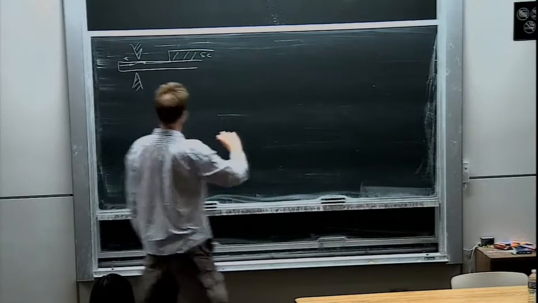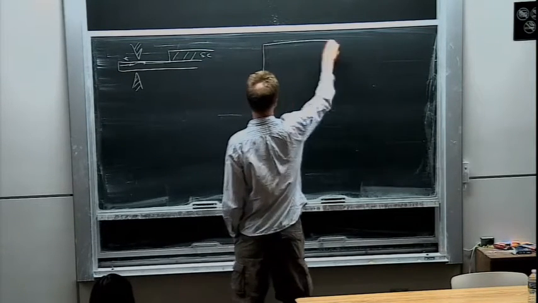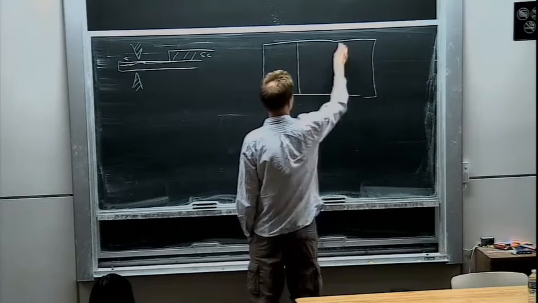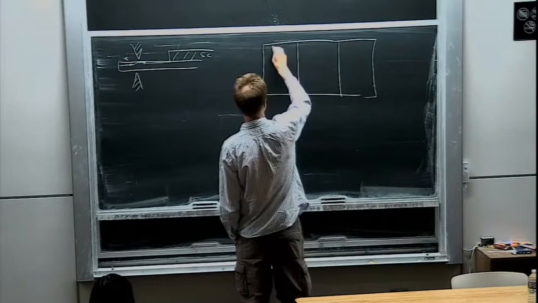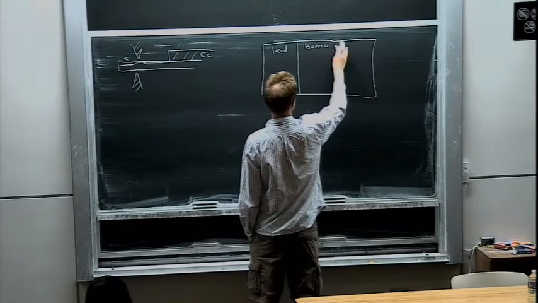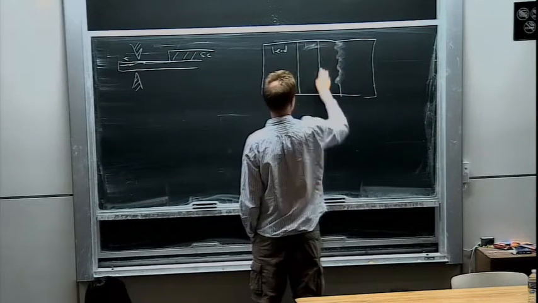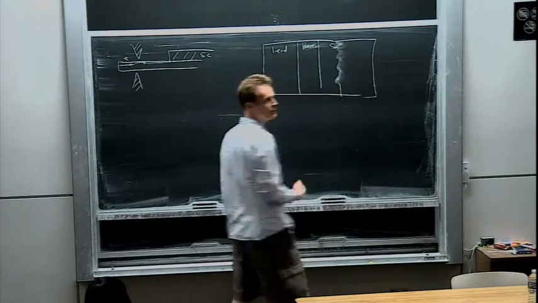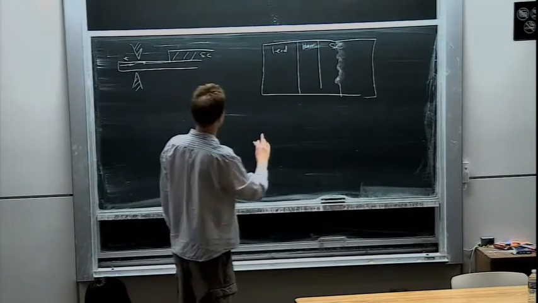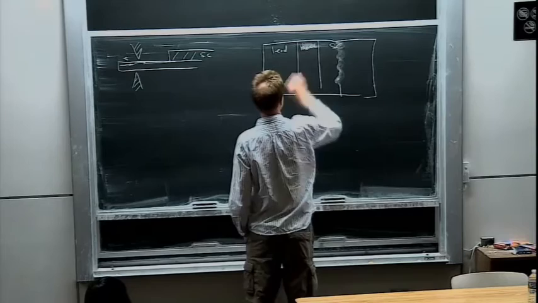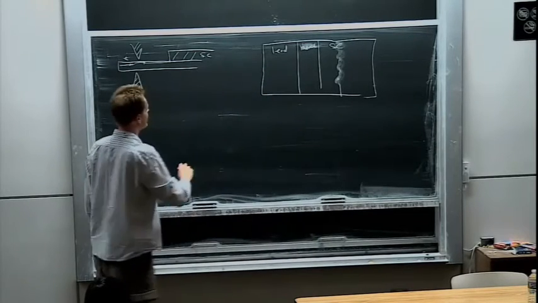Right, so let me maybe draw this differently, so I have more space. So this is the lead. This is the barrier, which let's make a bit narrower. And this is the normal region, just to call it normal. Okay. So we come in as an electron.